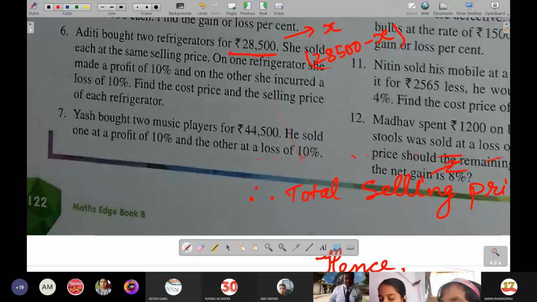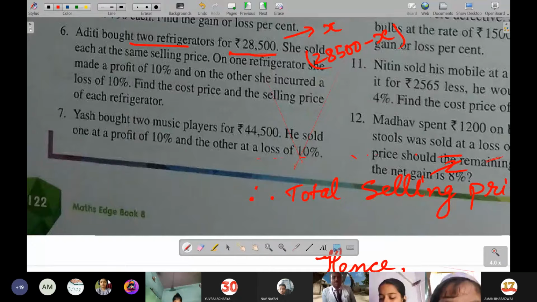Now what will you say? But sir, the cost price given is 28,500, cost price of 2, not 1. And both the cost prices are not the same, they are different. Because if the cost price were also the same and the selling price also the same, then in both there would be profit only or loss only, not profit in one and loss in the other. Getting me? Yes, sir. So the cost price is different.